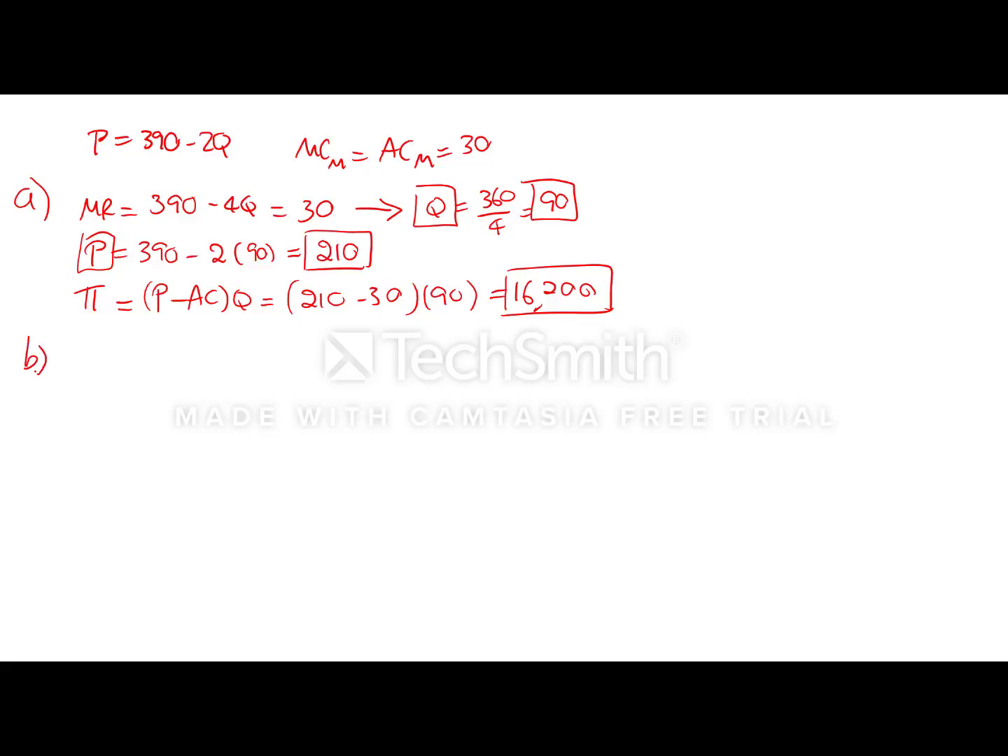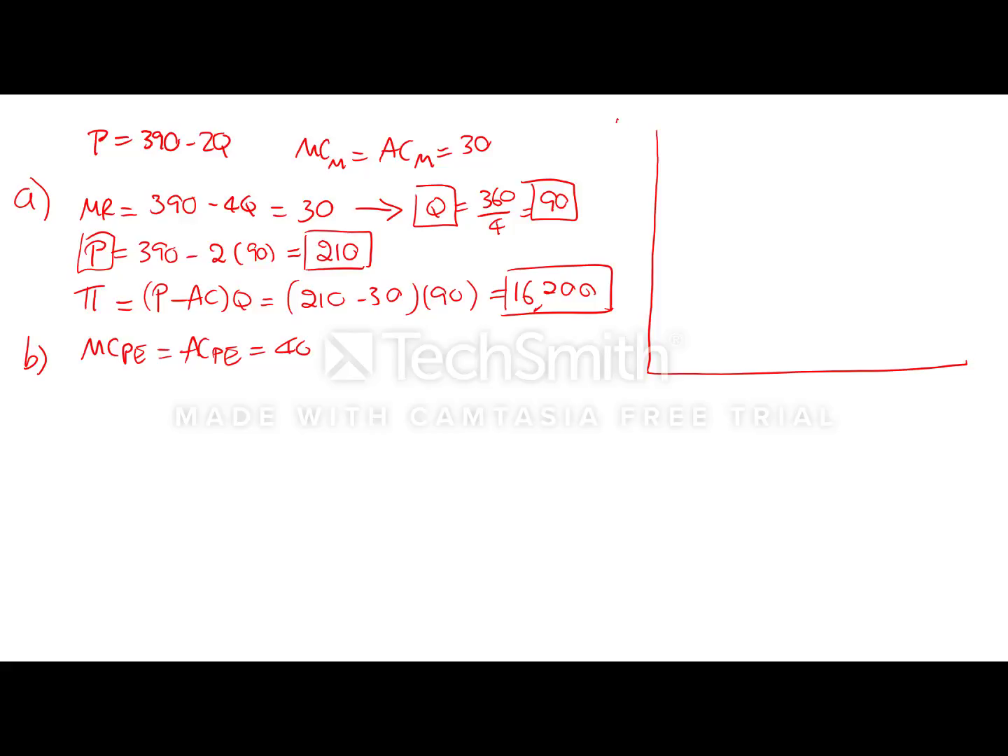Part B, you have a potential entrant considering entering, but the monopolist has the cost advantage. Marginal cost for the potential entrant is 40. So given that the potential entrant's marginal cost and average cost is $40, what will this potential entrant produce? Now you have to solve for the residual demand curve.